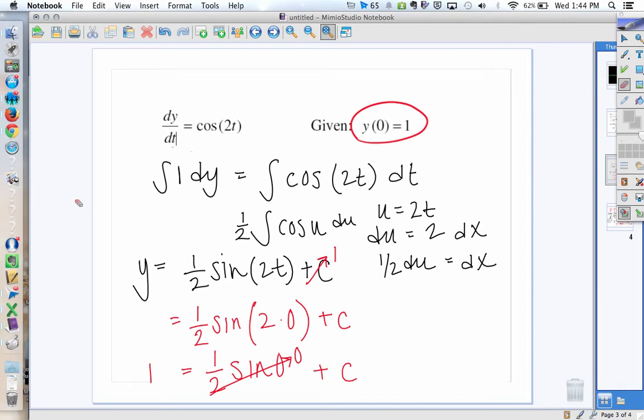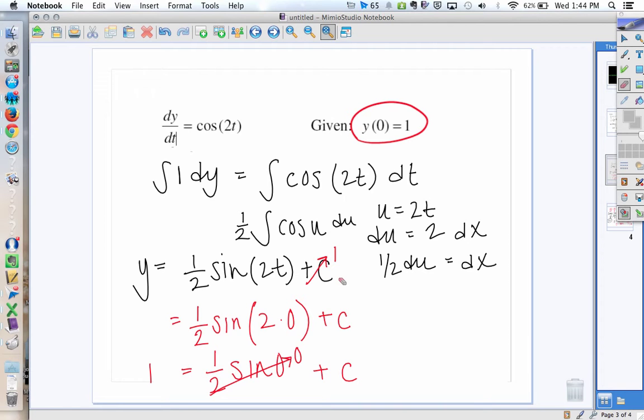All right, so if you've tried it on your own, you have the integral of 1 dy equals the integral of cosine 2t dt. Now, you know the antiderivative of 1. That's not bad. It's just going to be y because you're in terms of dy. And for cosine 2t dt, again, you're going to use u substitution. So what an excellent review for this. So you get 1/2 sine 2t plus c.